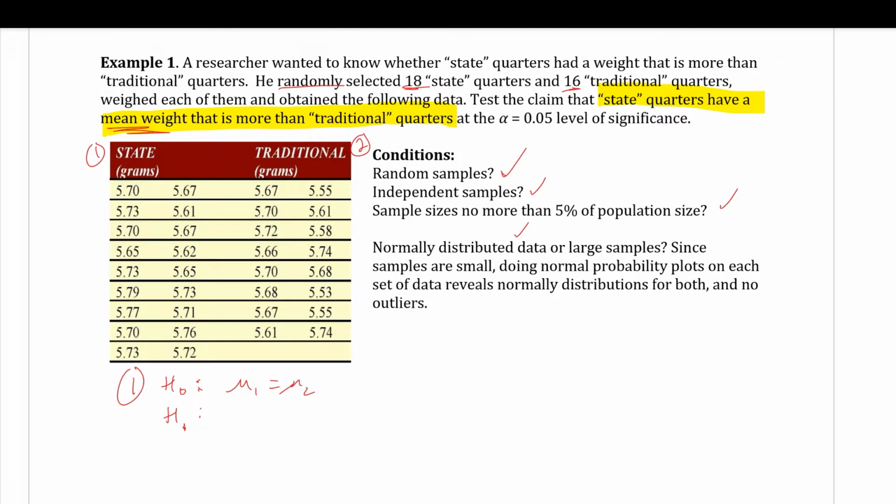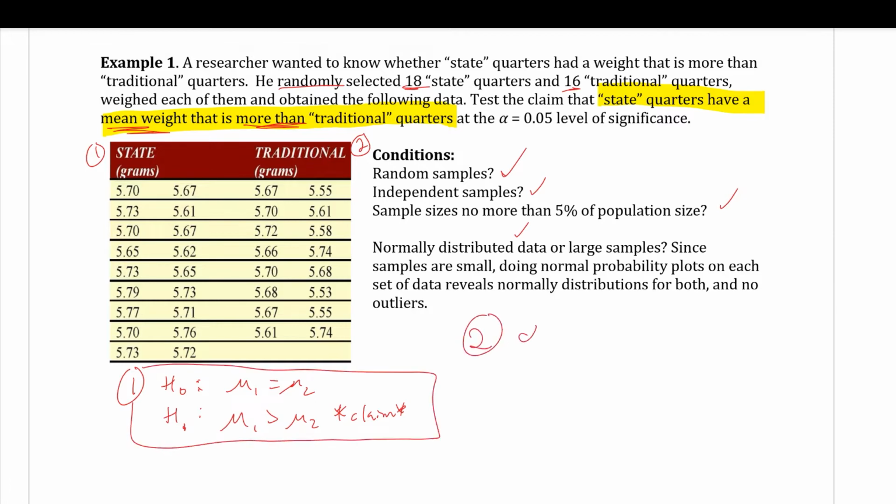With that said, in the alternative hypothesis, what do we have here? Well, we have mu1, mu2. And what does this claim statement suggest? Well, that state quarters have a mean weight that is more than traditional quarters. So 1 is state, so this should be greater than, right? And that is our claim statement. Again, sometimes the claim statement could be the null hypothesis, sometimes it's the alternative. You have to be able to make that judgment for yourself, just based on the claim statement. And of course, it's important to identify which one's the claim in order to get the conclusion statement correct.